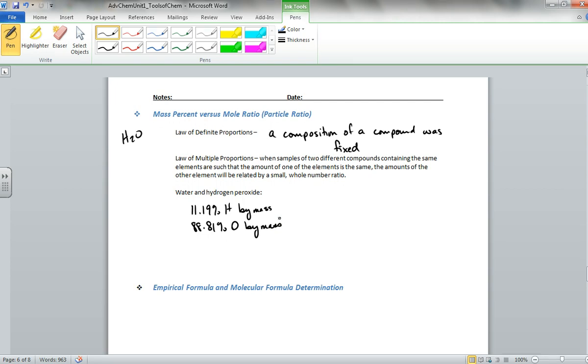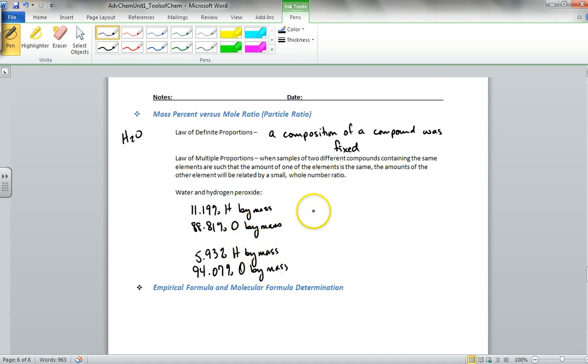If we were to look at a totally different compound, hydrogen peroxide, which has the exact same component elements, hydrogen and oxygen, we find out, though, that hydrogen peroxide is 5.93% hydrogen by mass and 94.07% oxygen by mass. And when you look at these, it doesn't look like there's much relationship between them. Obviously, there's more oxygen in the hydrogen peroxide than in the water.